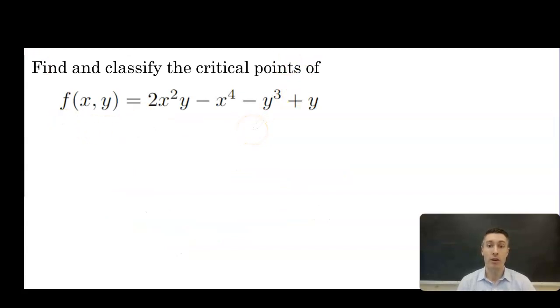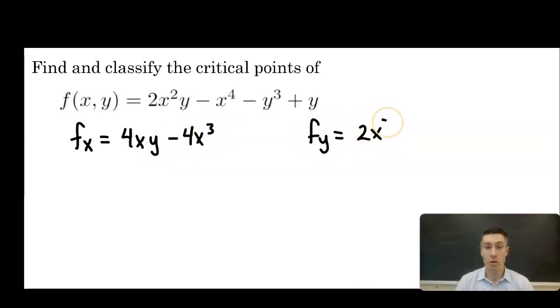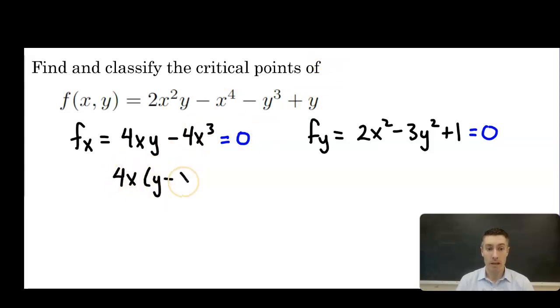Okay, so find and classify the critical points of this function. So we'll start with our first order partial derivatives. So the partial with respect to x is 4xy minus 4x cubed. Partial with respect to y is 2x squared minus 3y squared plus 1. Setting both of these equal to 0. Deciding where to start, going to start with the partial with respect to x, since there is a factor that can be taken out. So 4x and then y minus x squared equals 0.